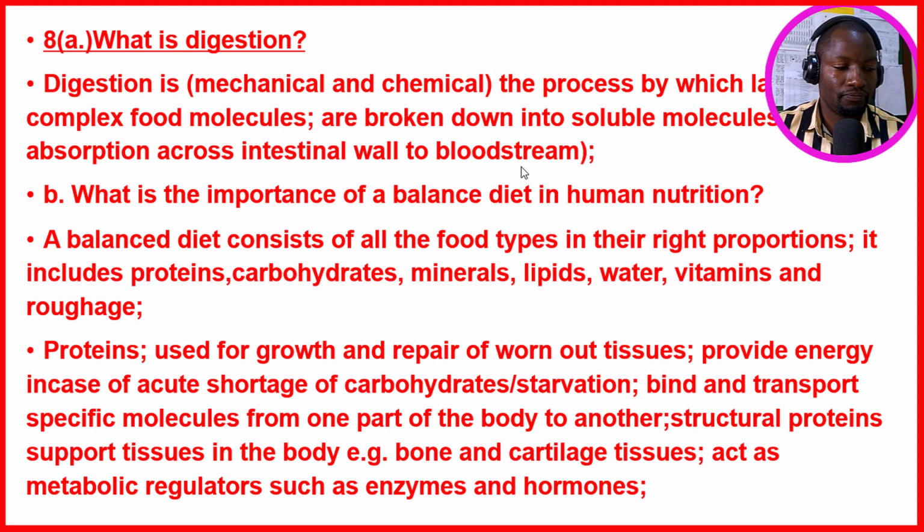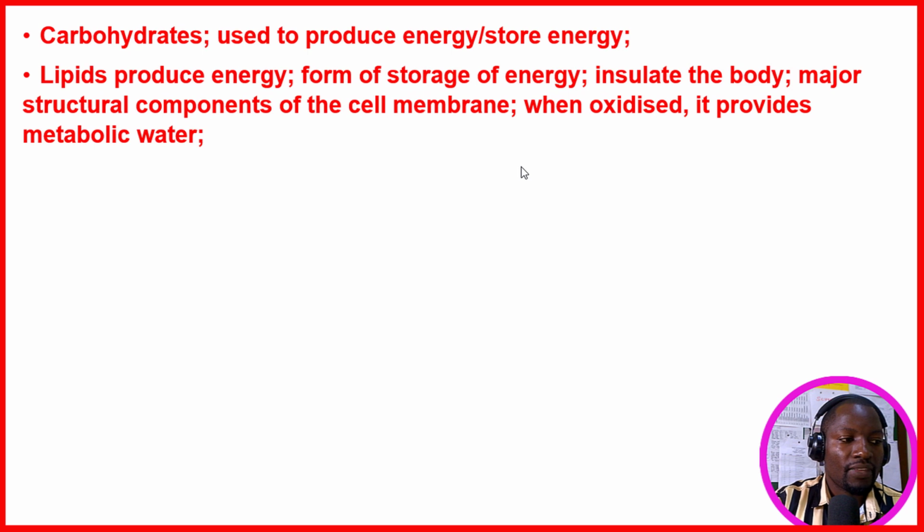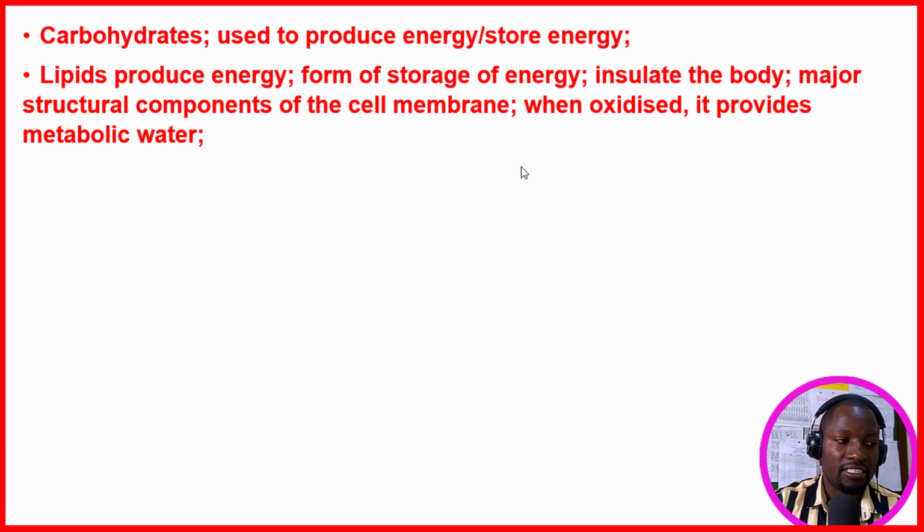Those are proteins. Then carbohydrates, they are used to produce energy. That is, they have what we call stored energy. Lipids, they produce energy, form of storage of energy. They also insulate the body because the layer beneath the skin is actually in lipid form, that is fats and oils, and major structure components of the cell membrane. And when oxidized, it provides metabolic water.